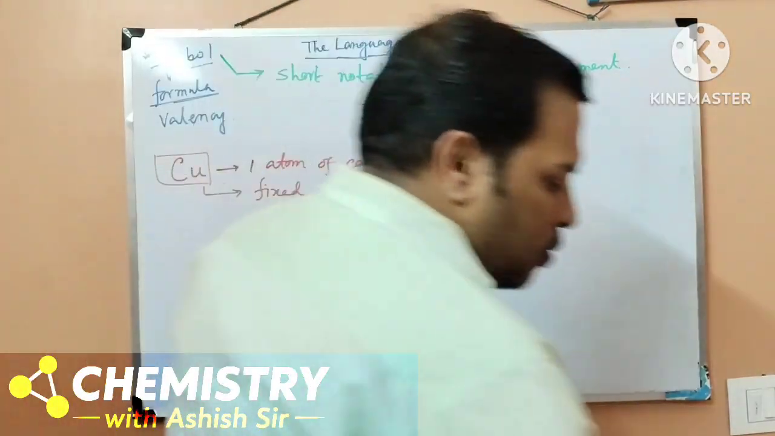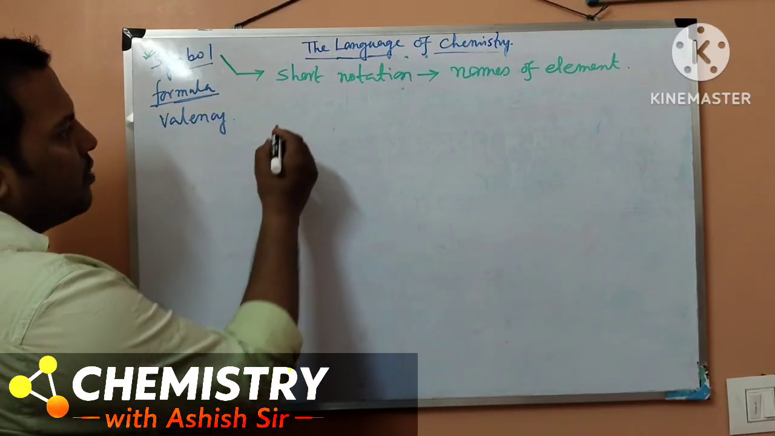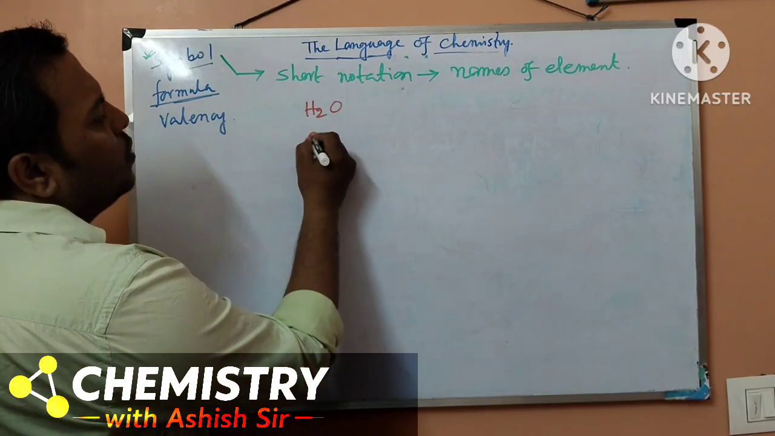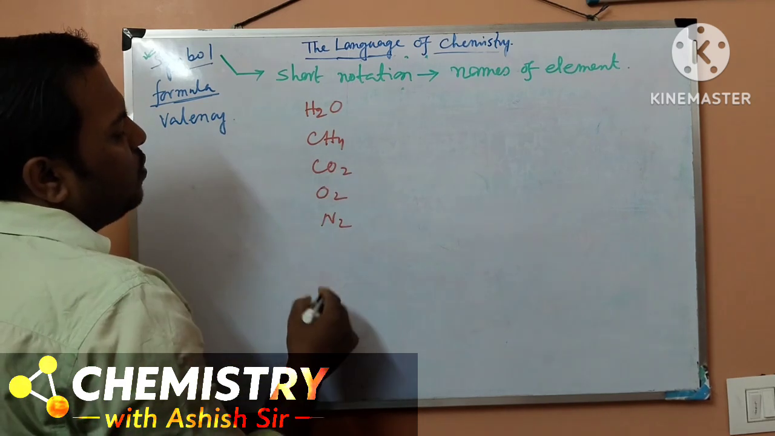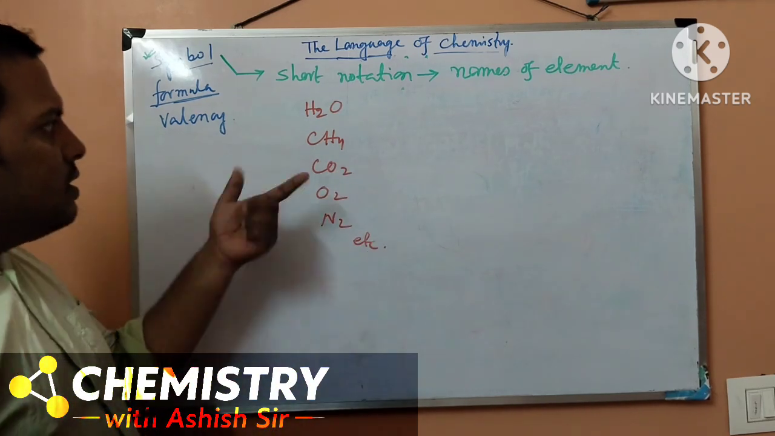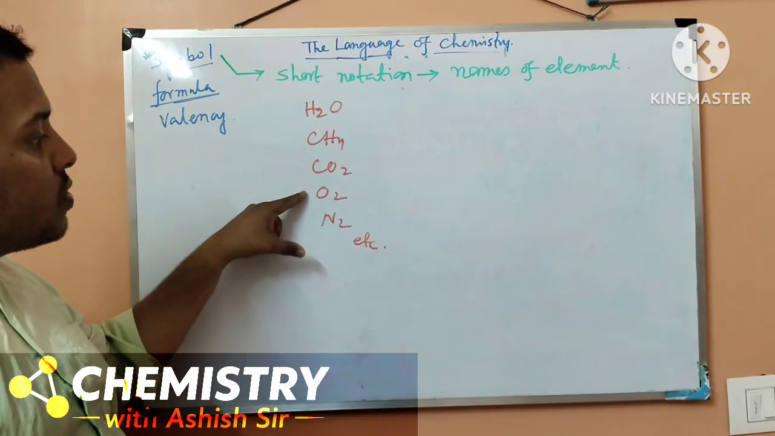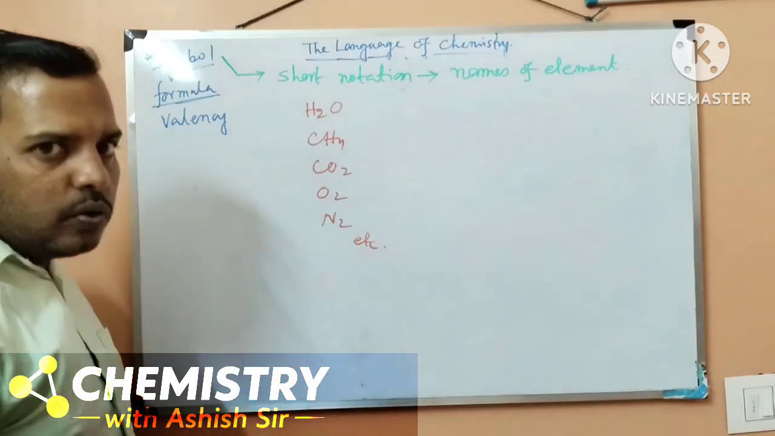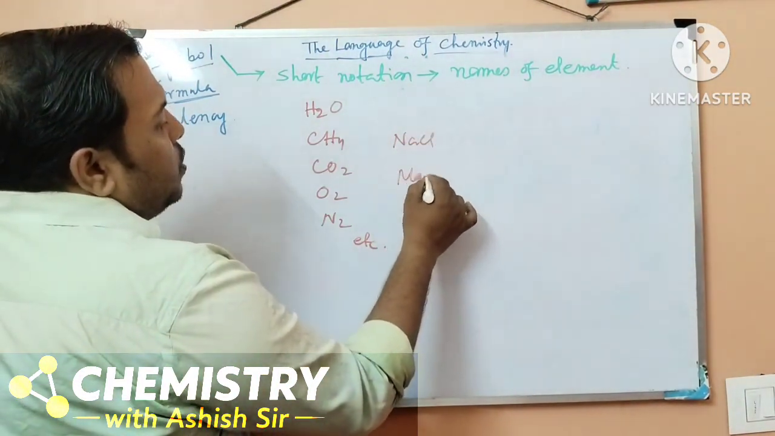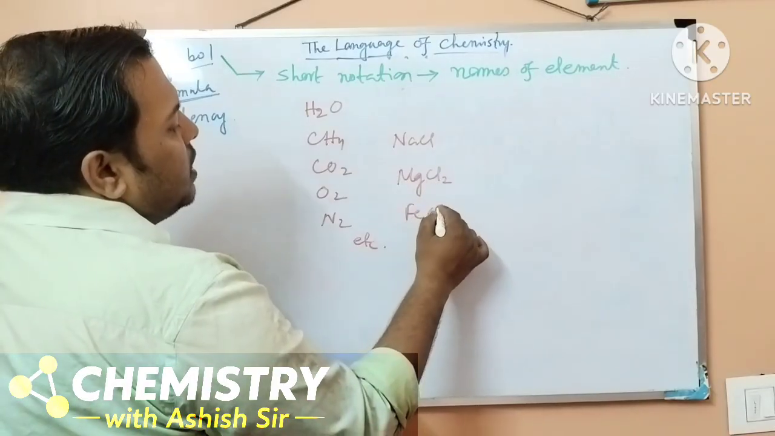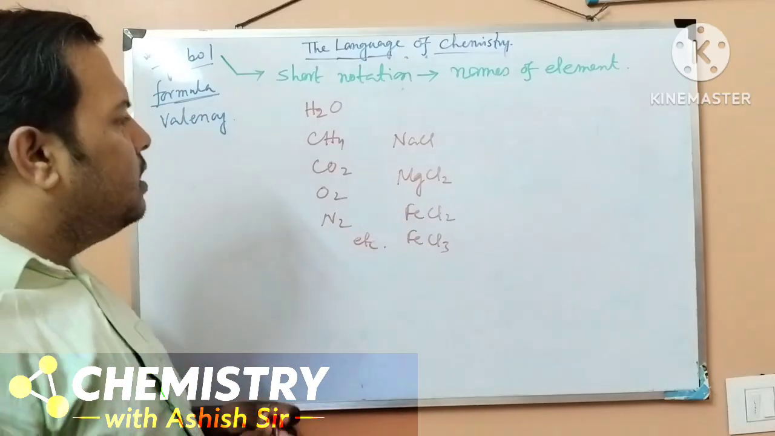Leaving the symbol, if we go to formula, then a few formulas are already known to you from the previous, smaller classes: H2O, CH4, CO2, O2, N2, etc. If I ask you what this is, you know that H2O means water, CH4 means methane, CO2 is carbon dioxide, O2 is oxygen, N2 is nitrogen, and so on. You already know that NaCl is sodium chloride, MgCl2 is magnesium chloride, FeCl2 and FeCl3 are ferrous and ferric chloride, etc.